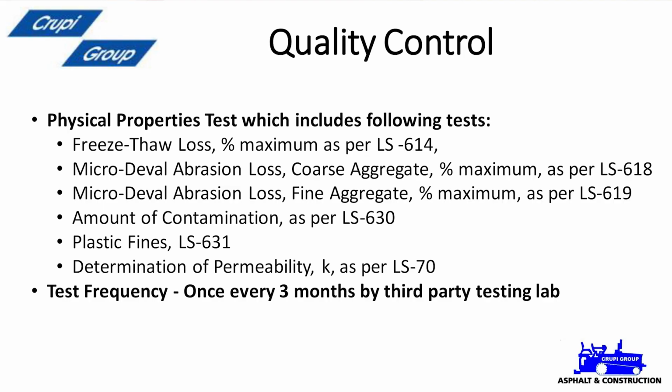Another thing that we check is the physical properties. We do this at least every 3 months with a third-party testing lab. Why do we do this? So this way we give a good quality product to our clients. Now, on the physical properties, the freeze-thaw is not a test that we do for RCA, recycled crushed aggregate, but we do look at the Micro-Deval for the coarse aggregate and for the fine aggregate.